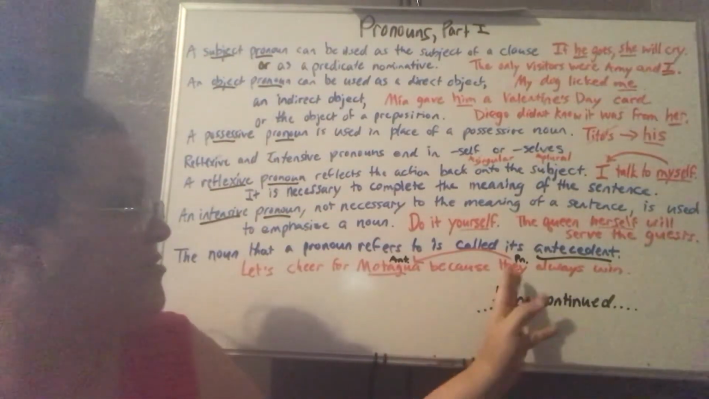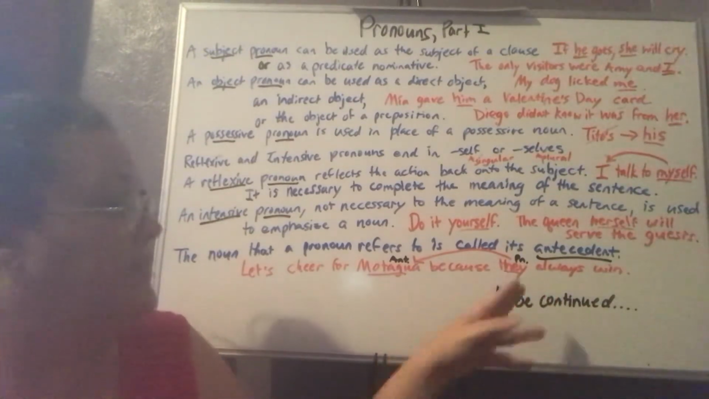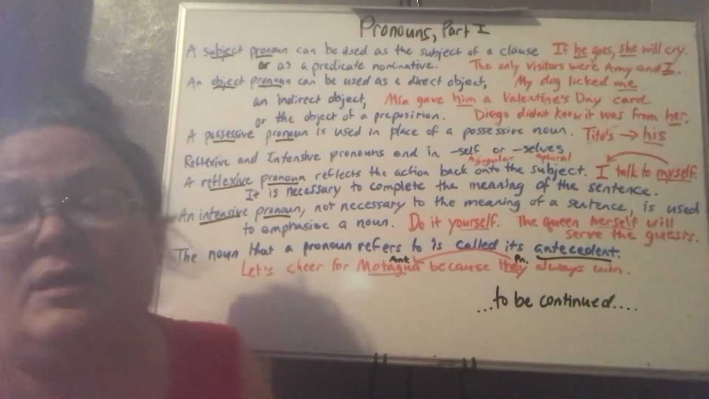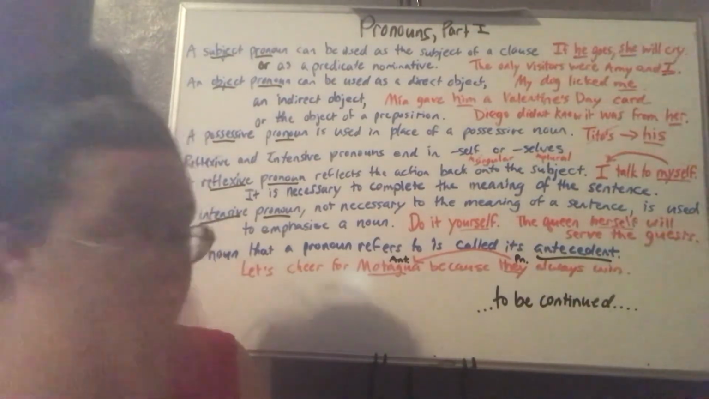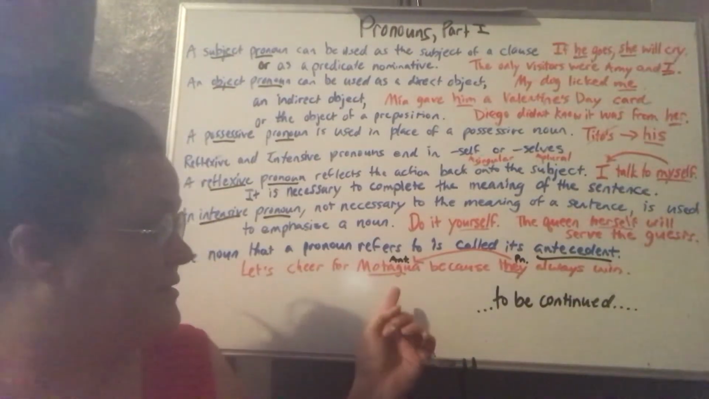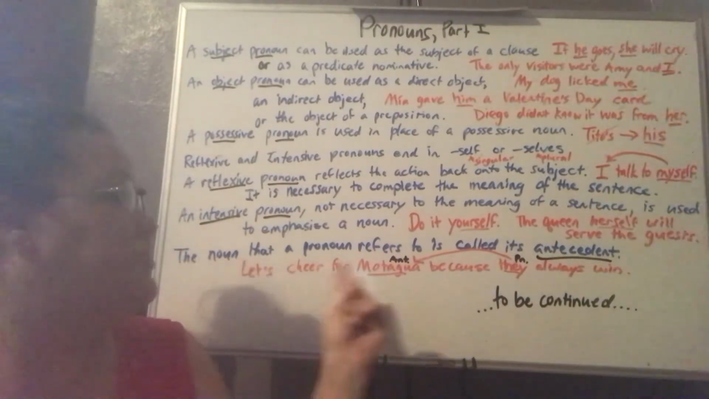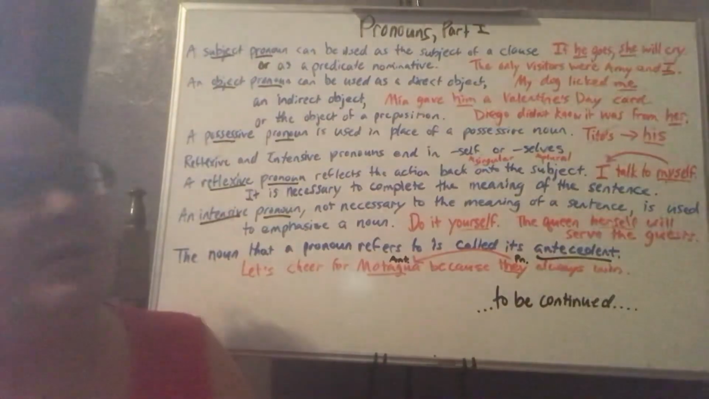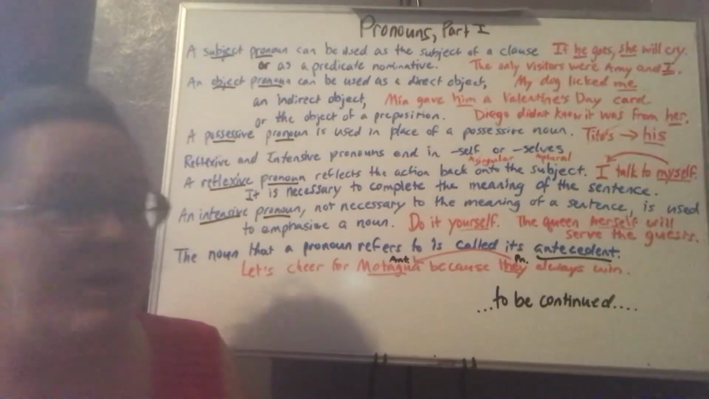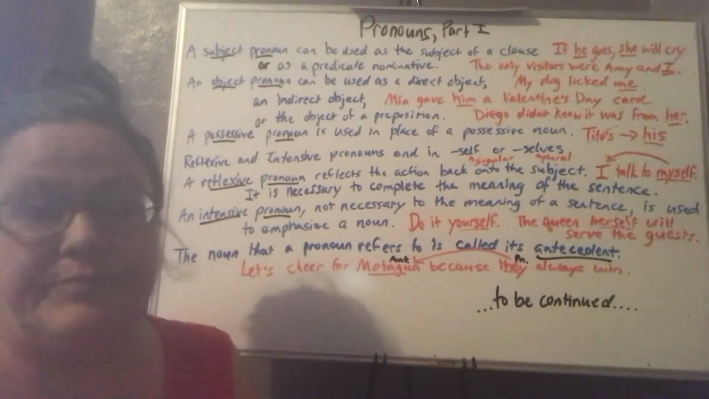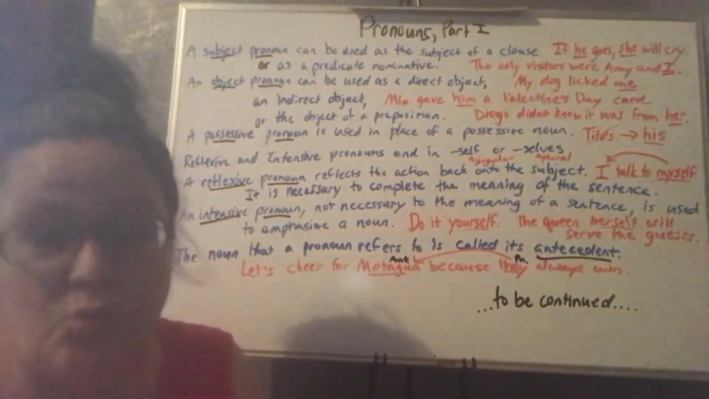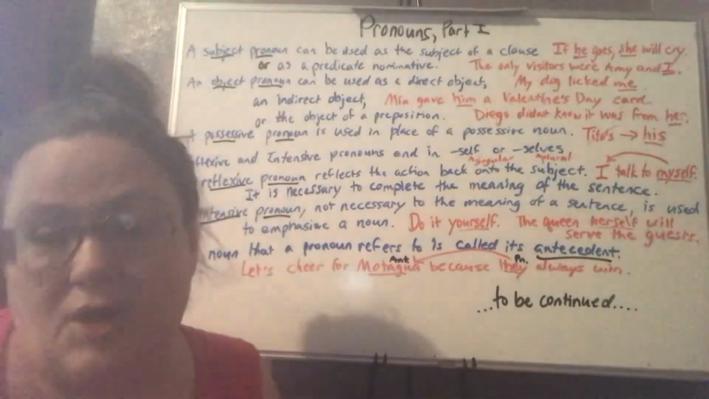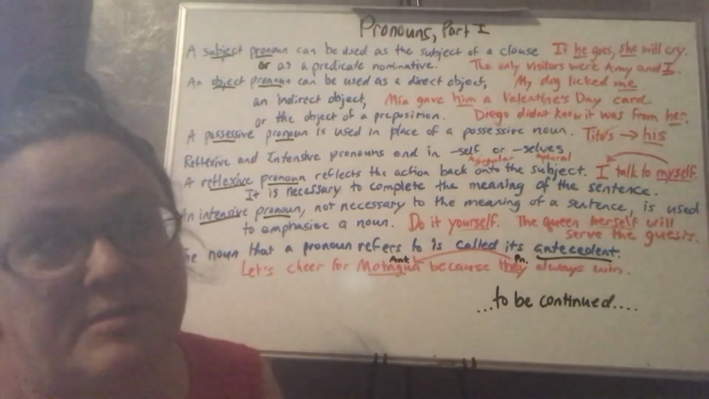But here the word they is a pronoun, and it's referring to Motagua. So Motagua is the antecedent. I could say, let's cheer for Motagua because Motagua always wins. And that would be okay. But I chose to put a pronoun here. And you know what I'm talking about. I don't mean let's cheer for Motagua because Olympia always wins. That doesn't make any sense.